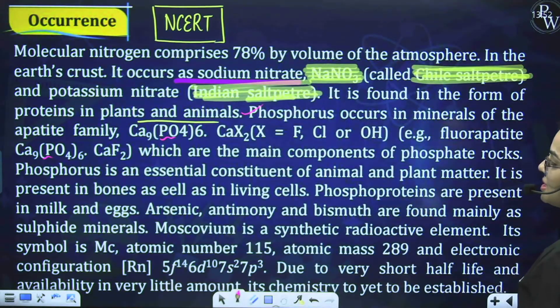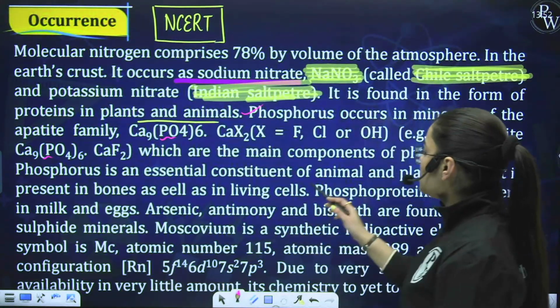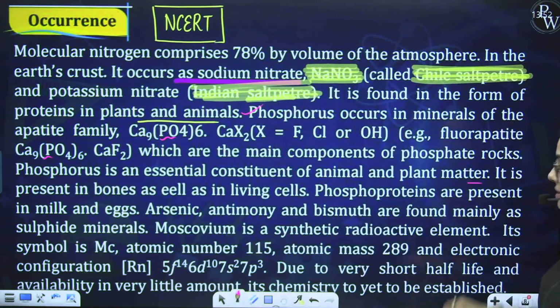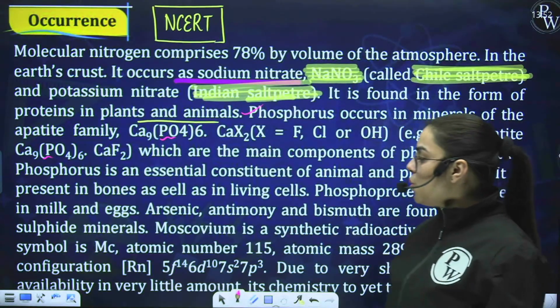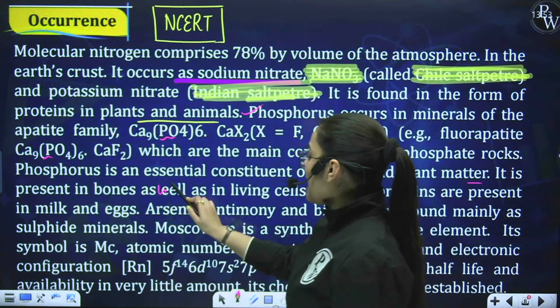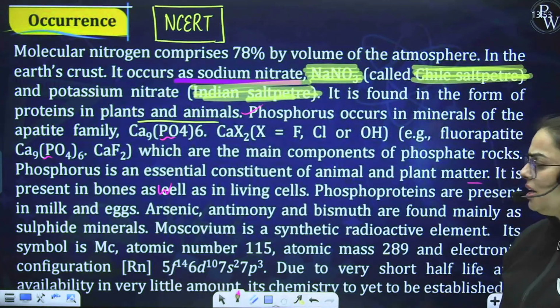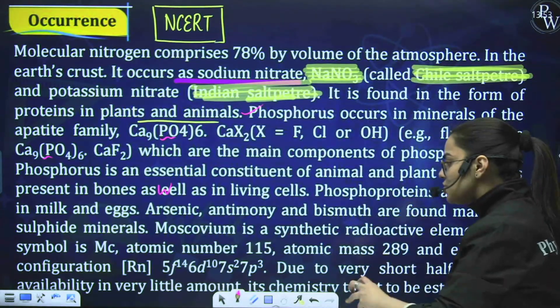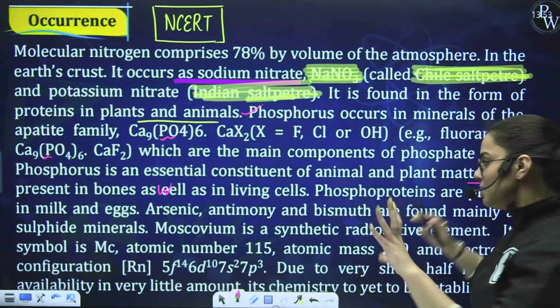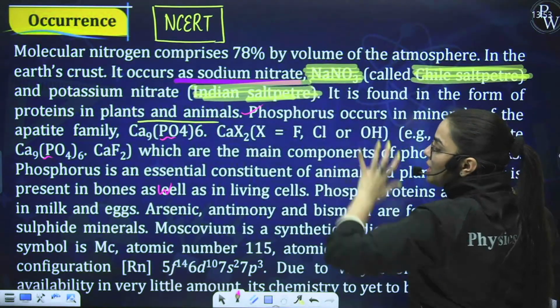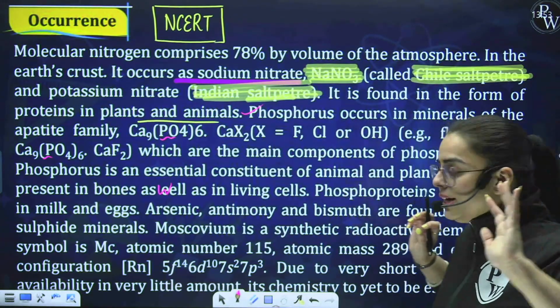Okay, now next is, which are the main components of phosphate rocks? Phosphorus is an essential constituent of animal and plant matter as well. It is present in bones as well as in the living cells, okay? There is no need to learn it, you just have to read it out. Again, I'm saying the occurrence portion is the one in which these two were key points. Other than this, you just have to read it out.